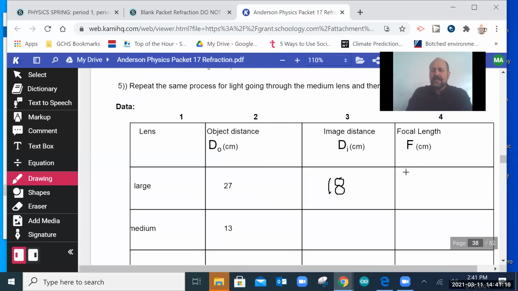So to find the focal length, we're going to do the exact same thing that we did in the warm-up problems. 1 over f equals 1 over 27 plus 1 over 18. You're going to solve that right now for the f. Go ahead. I will wait for you.